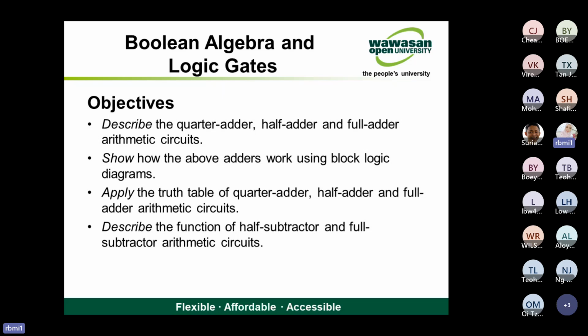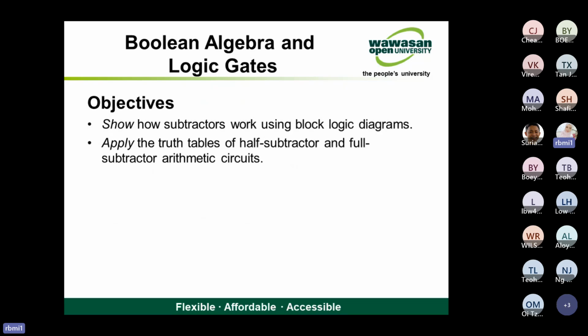But how about multiplication and division? Do you know that multiplication and division can actually be implemented using addition and subtraction respectively? For example, when we multiply 3 by 2, we are adding 3 to itself 2 times, meaning 3 plus 3. That is multiplication of 3 by 2.